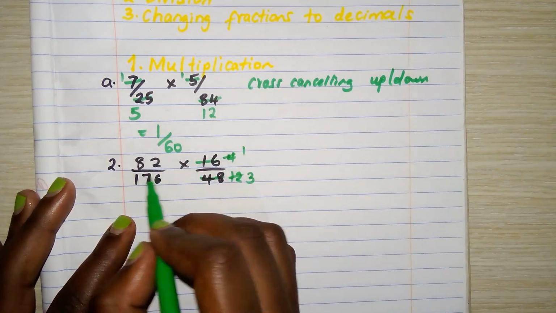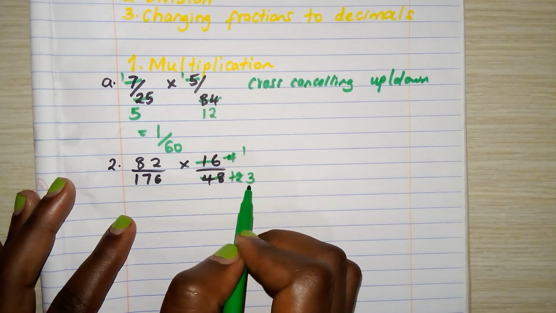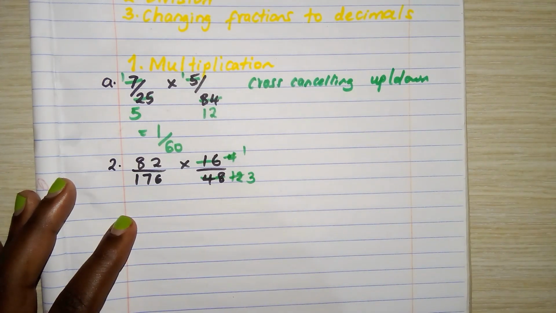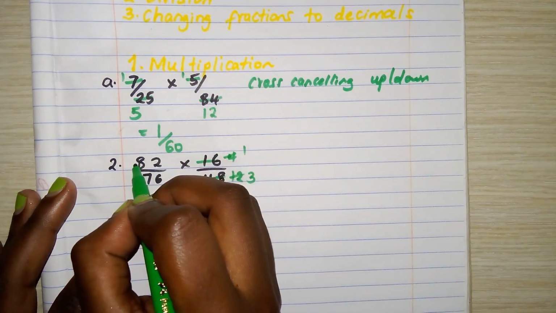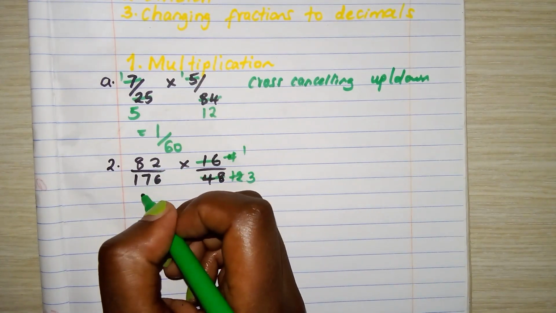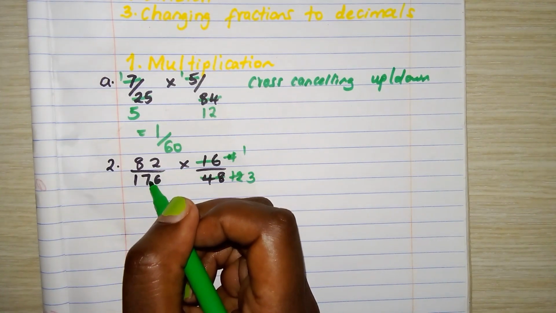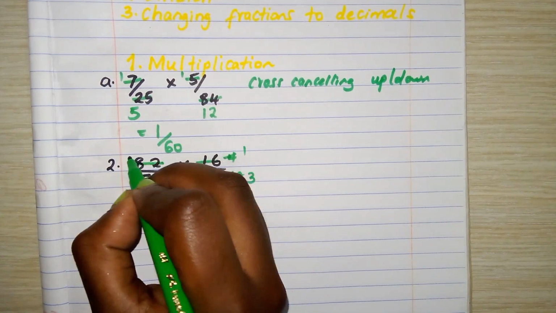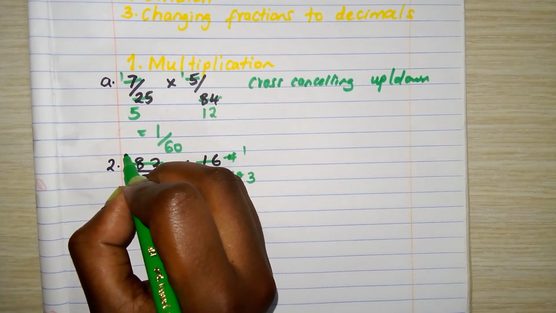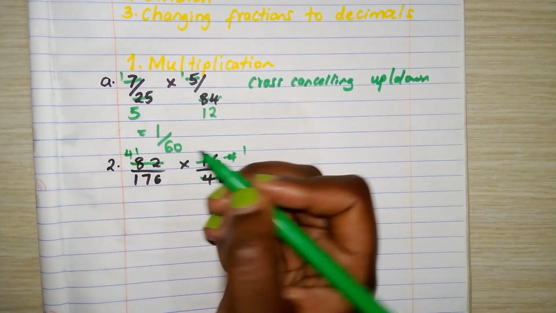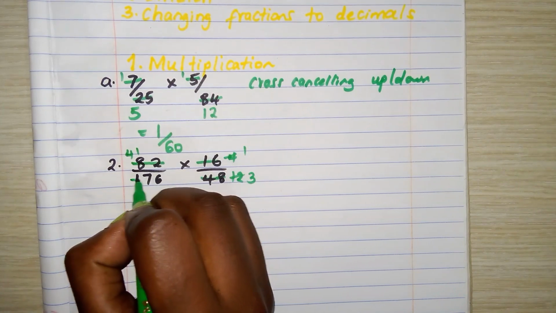Now let's try on this other side. We have 82 and 176. So maybe we start slow. We can do maybe by 4 again. So divide by 4. No, 4 won't go. 4 cannot work. So let's see another number. We can even do 2. Divide by 2. That would be 8 divided by 2 is 4. 2 divided by 2 is 1. Then we divide this one as well by 2.